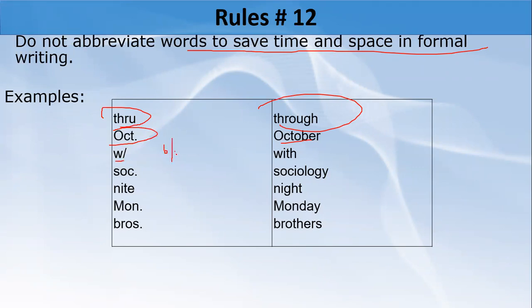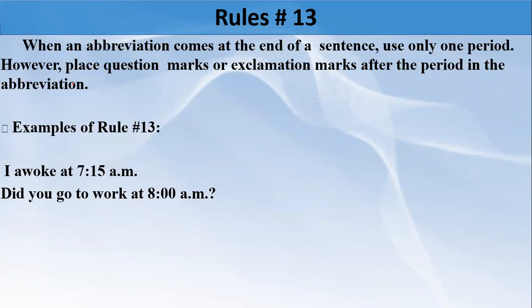Instead of writing the shortened form of with or between, always go for the complete words with and between. Instead of the abbreviation for night, you must write night, the complete form. For Monday, write the complete form. For brothers, also write the complete form. In professional writing, do not go for the abbreviated form to save space and time.